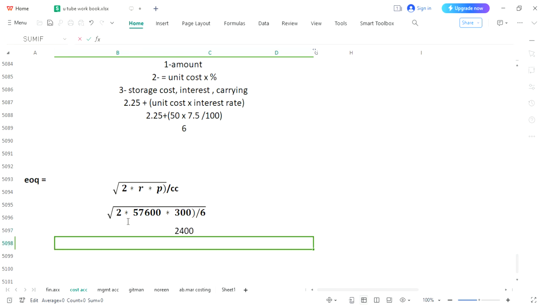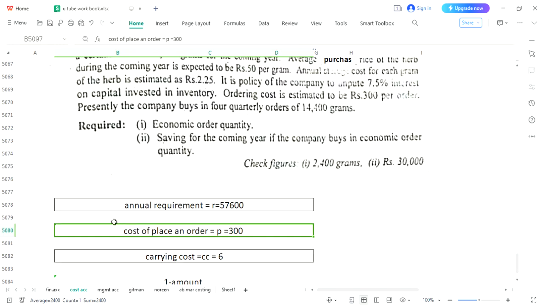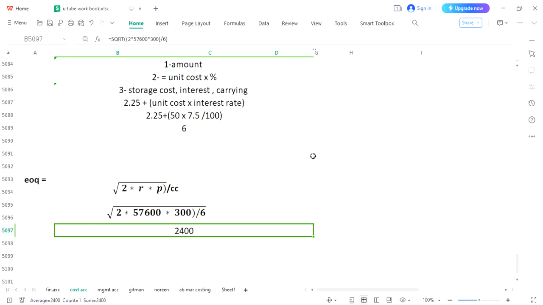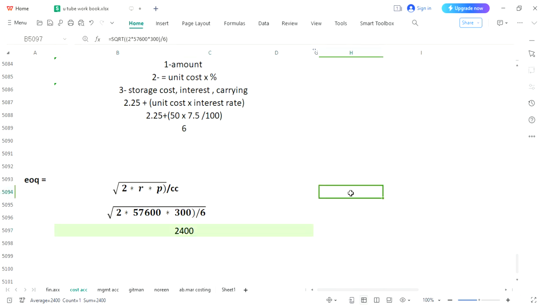So our answer for economic order quantity is 2400. Let's compare it to the answer given in the question. First requirement was economic order quantity, and first answer over here is 2400, and our answer is also 2400. So it means in the first part we have calculated economic order quantity, and you are requested to please repeat it, revise it, so that you can understand it deeply.